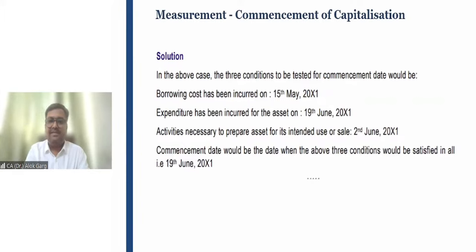This is the solution for this example. In the above case, the three conditions to be tested for commencement date would be: borrowing cost 15th May, expenditure incurred 19th June, activity started 2nd June. So the commencement date would be the date when the above three conditions would be satisfied in all, that is 19 June.